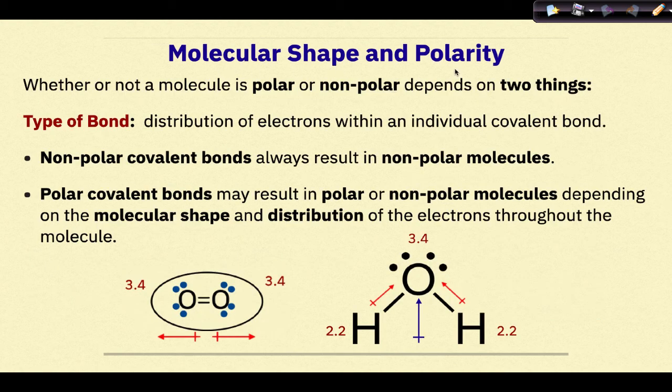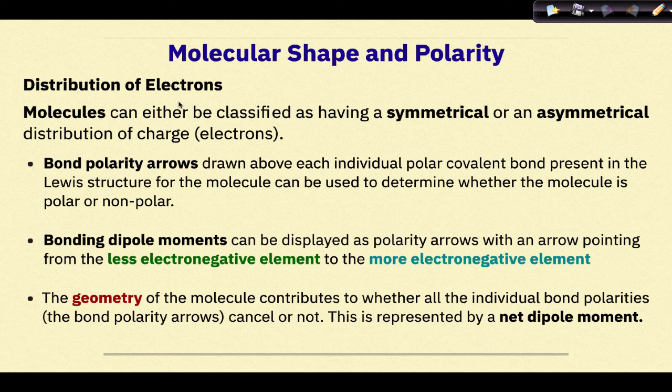Molecular shape and polarity. Whether or not a molecule is polar or nonpolar depends on two things. The first is the type of bond, the distribution of electrons within an individual covalent bond. Nonpolar covalent bonds always result in nonpolar molecules. Polar covalent bonds may result in polar or nonpolar molecules depending on the molecular shape and distribution of the electrons throughout the molecule.